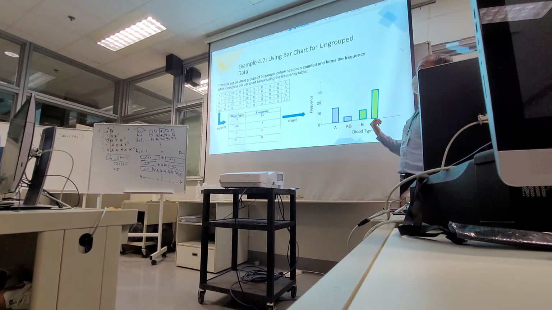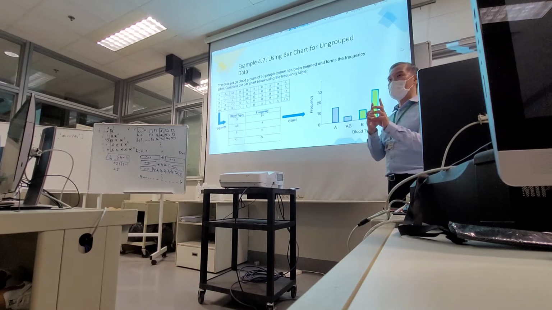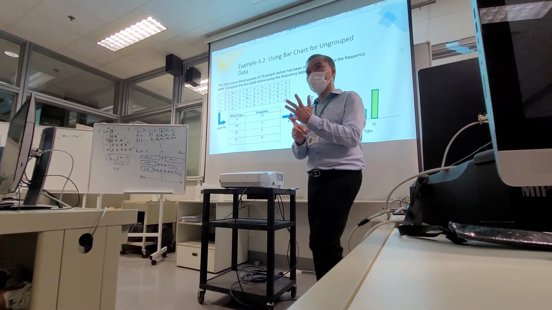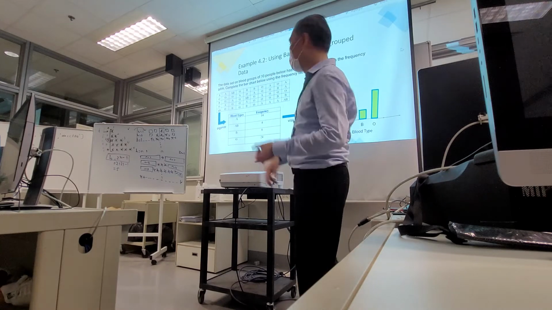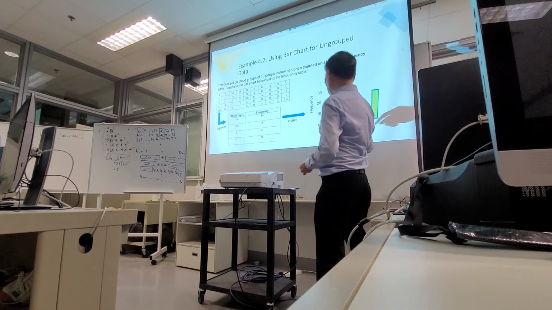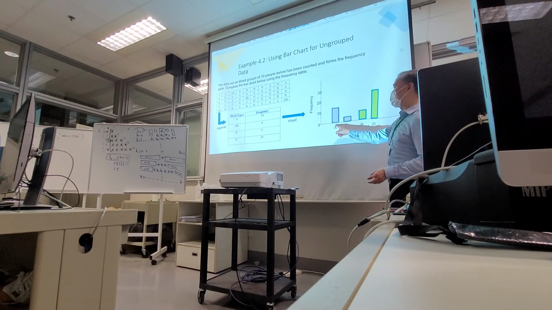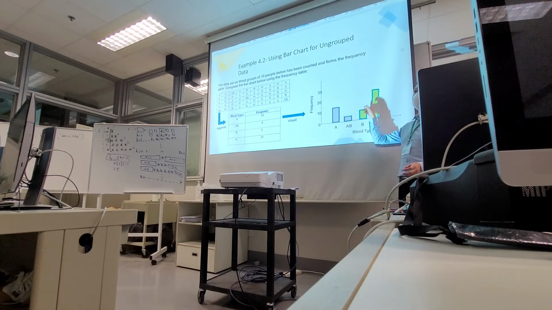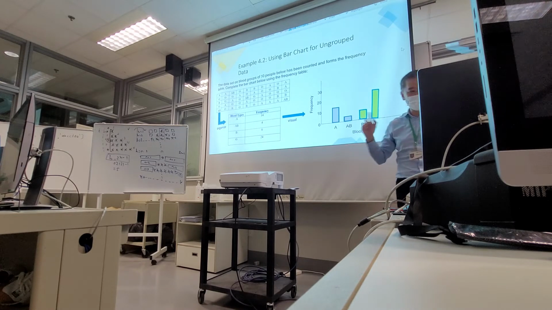So that is what it is. Remember, if you are given categorical nominal data, you're going to create a frequency table like this, and when you plot your bar chart, it's going to be like this. Each of the bars is going to belong to one category. You got it? And good.